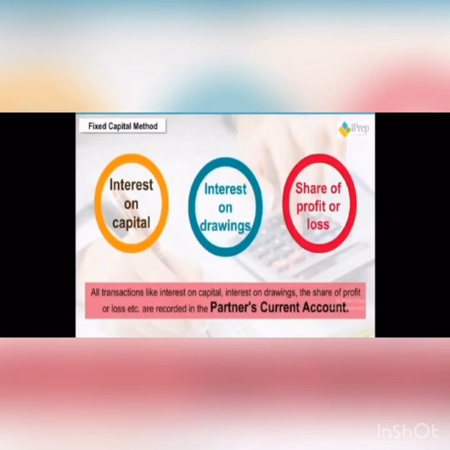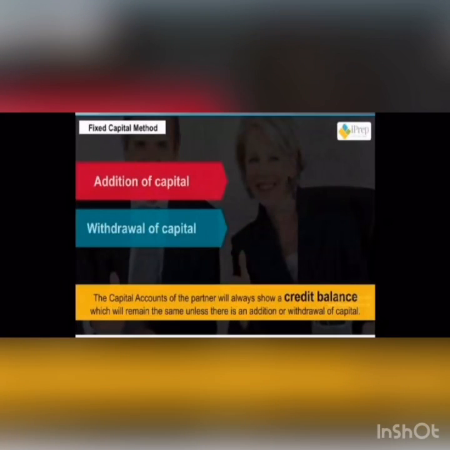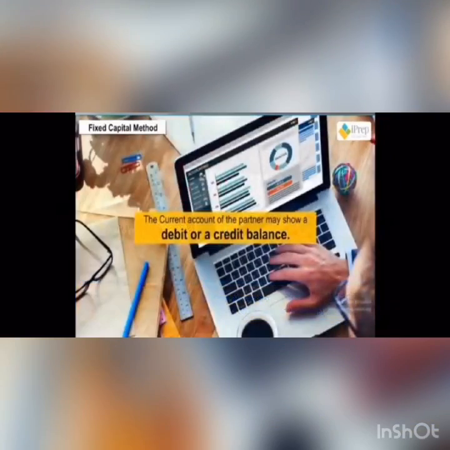All the transactions like interest on capital, interest on drawings, the share of profit or loss, etc. are recorded in the partner's current account. The capital account of the partner will always show a credit balance, which will remain the same unless there is an addition or withdrawal of capital. The current account of the partner may show a debit or a credit balance.